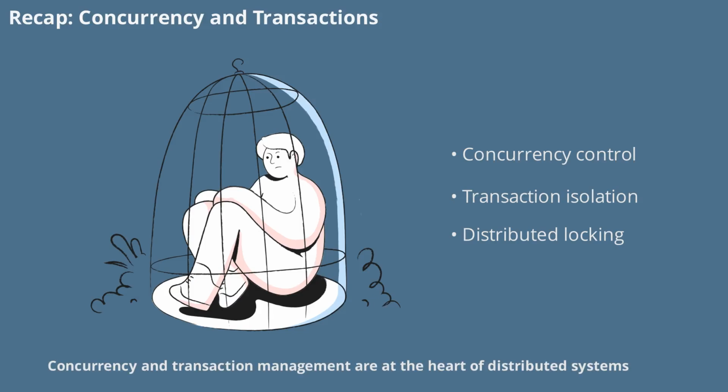Concurrency and transaction management are at the heart of distributed systems. Preventing double booking, understanding isolation levels, and implementing distributed locks are all about ensuring data consistency and reliability. These are foundational skills for any backend engineer.